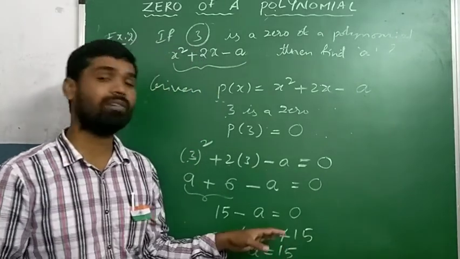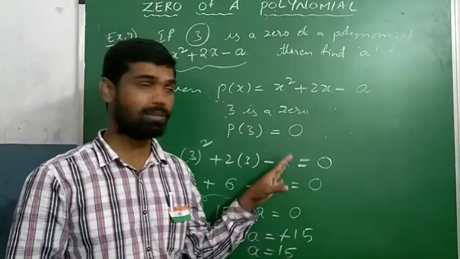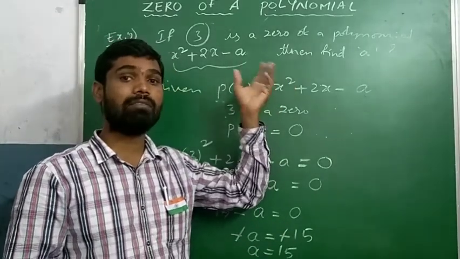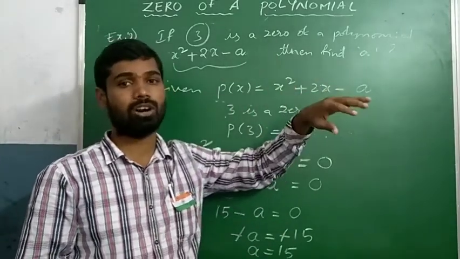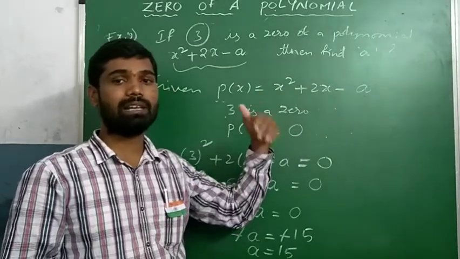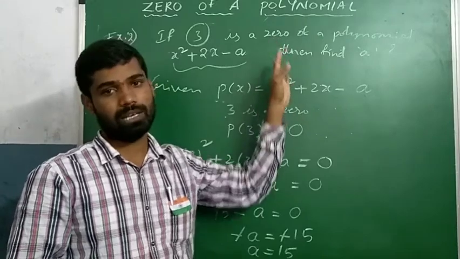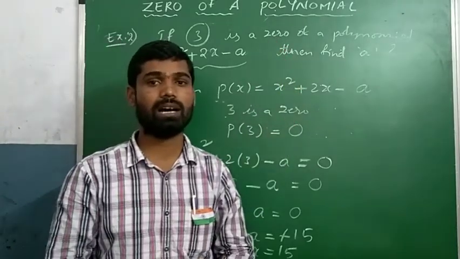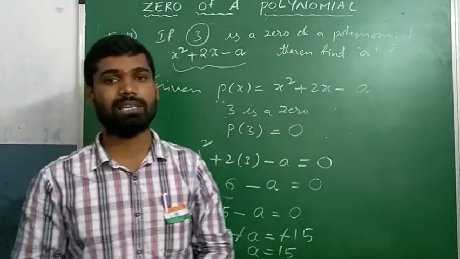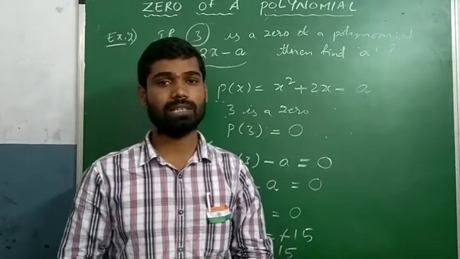So this is the way of the indirect problem. The first example is direct, where we are finding whether it is zero or not, and this is indirect, where he has already given the zero and is asking for one of the variables. So this is the way we can find the zeros of polynomials and find the variables in this session.